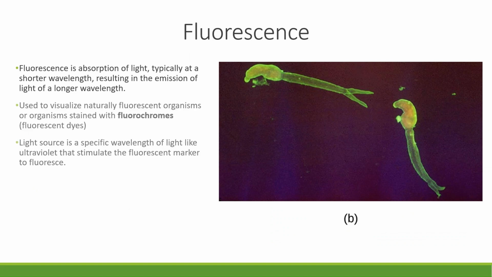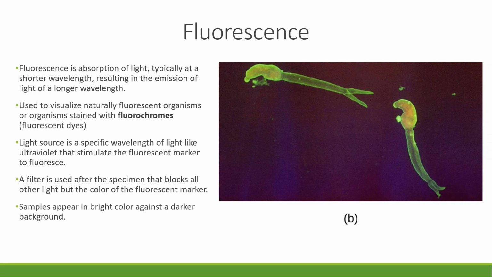Fluorescence microscopy makes these very brilliant colored images. The way it does this is it uses either naturally fluorescent organisms or organisms that are stained with what we call fluorochromes. These are fluorescent dyes that attach to structures in the cell or on the cell. In our example, ultraviolet light will stimulate the fluorochromes and cause them to get excited. And then when they get excited, they release their own light, similar to how the fluorochromes found in glow-in-the-dark toys work.